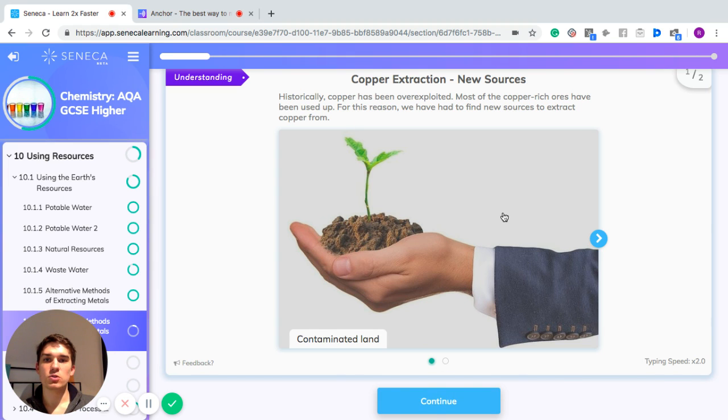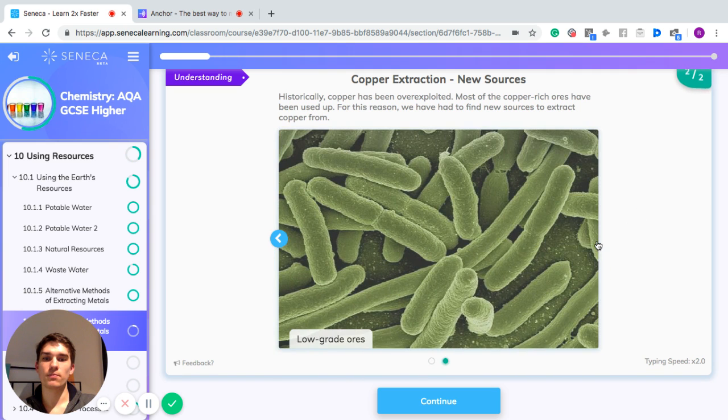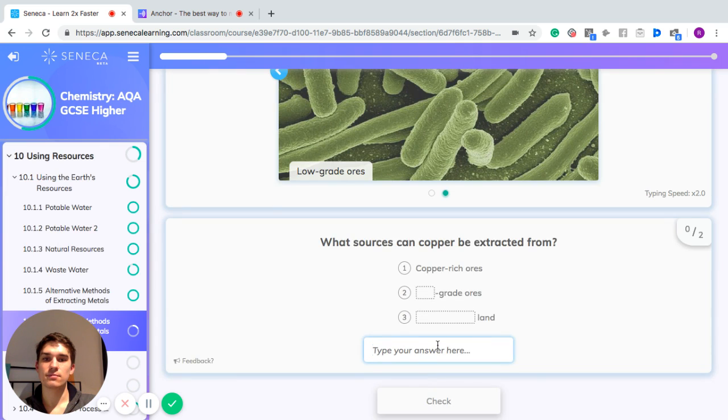So most copper-rich ores have been used up, as I've just mentioned, and for this reason, we've had to find those new sources to extract copper, primarily from low-grade ores and contaminated land. So the sources from which copper can be extracted are copper-rich ores, low-grade ores, and contaminated land.